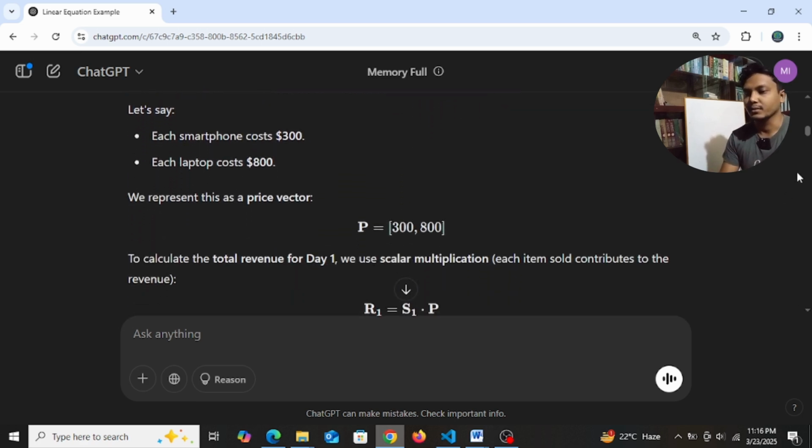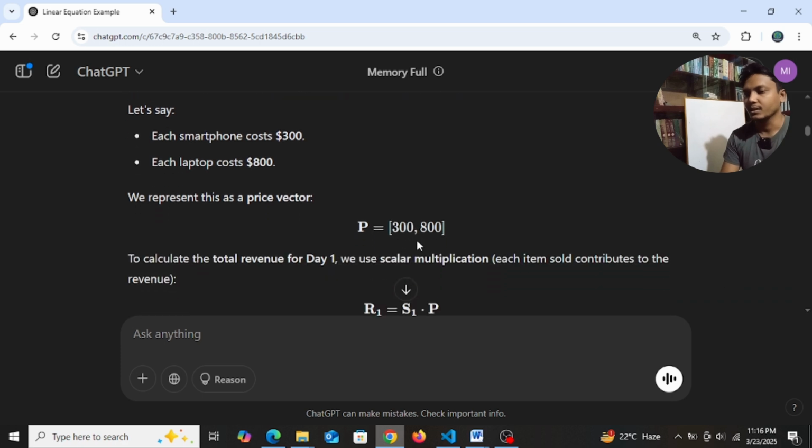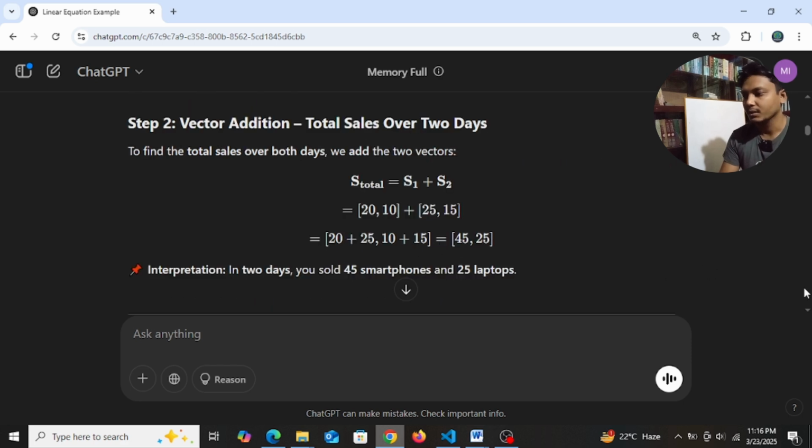And scalar multiplication: where can we apply multiplication in real life? Let's say each smartphone costs $300 and each laptop costs $800. We represent these as a price vector, (300, 800). Now we multiply it with the products sold. To calculate the total revenue for day one, we use S1 dot p, that means 20 smartphones into 300 plus 10 into 800. So this is the total revenue we get for day one.